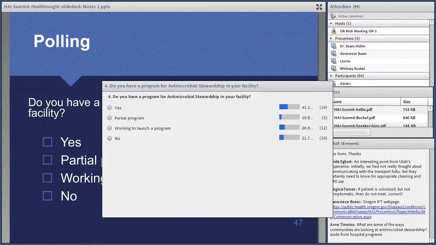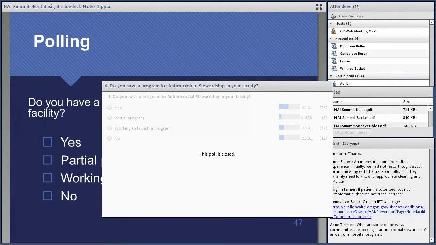And so it looks like we have a good variety here. It sounds like the majority of people on the call do have antibiotic stewardship in your facility, but a number of people are in the process, have a partial program, are working to launch a program, or maybe, hopefully, if the answer is no, are thinking about potentially starting one in the coming year.